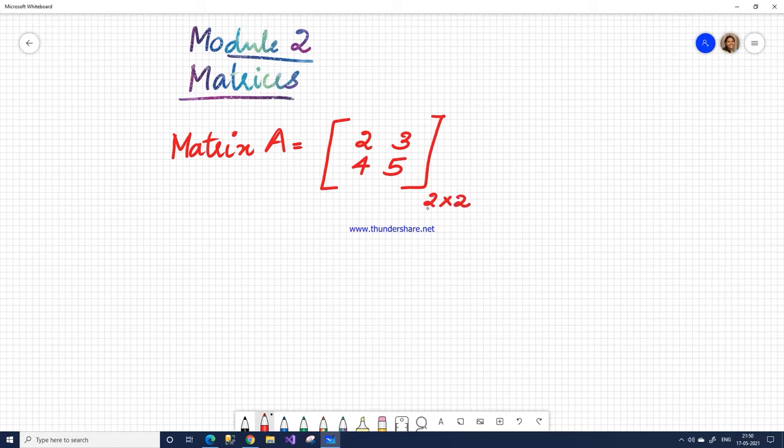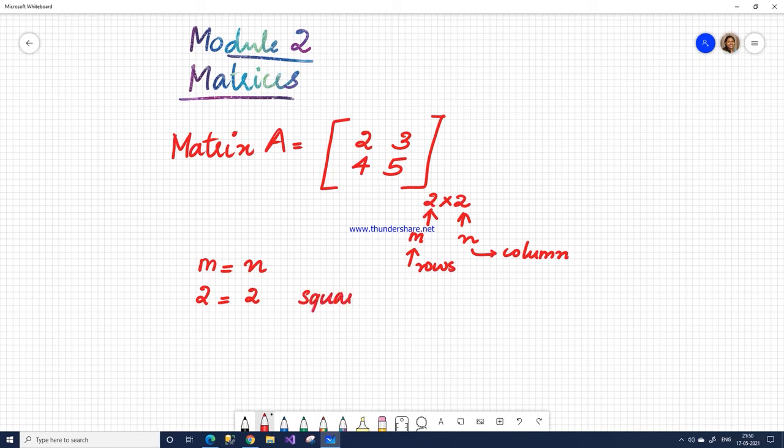2 by 2 means this is the order of the matrix. So 2 represents M, that is rows, and this 2 represents N, that is columns. So a matrix A is defined in such a way that you can represent the matrix in order of rows and columns, and within the square bracket we define the matrix. Suppose in this case M is equal to N, that is, number of rows is 2 and number of columns is 2. So this is a square matrix.